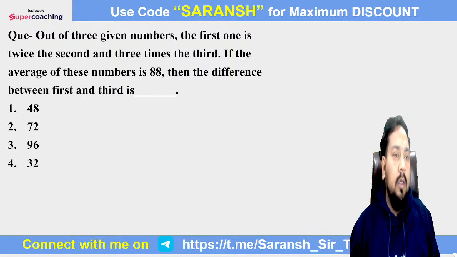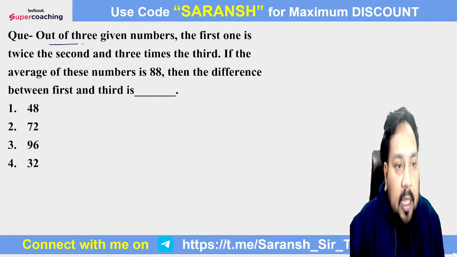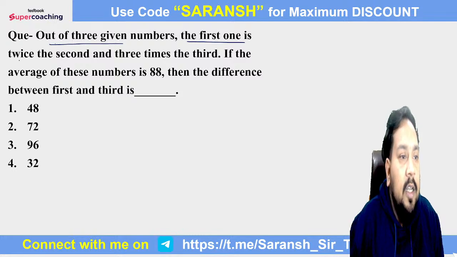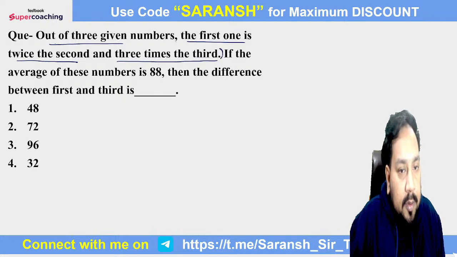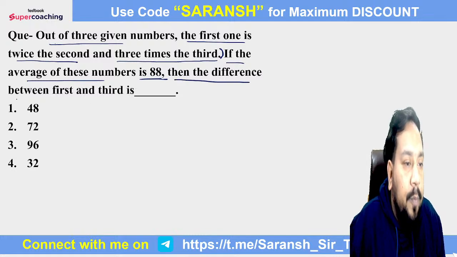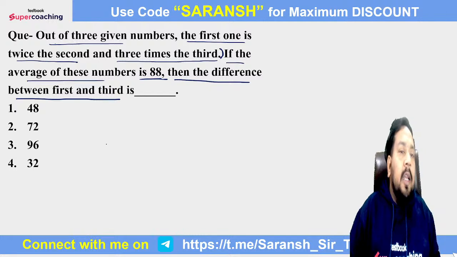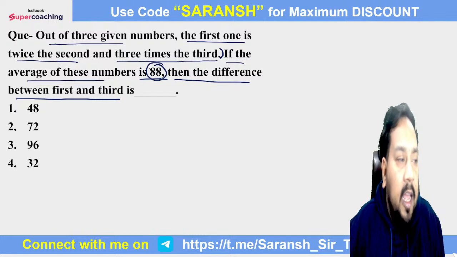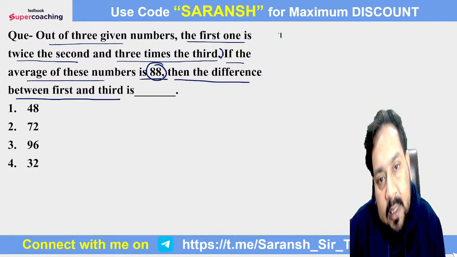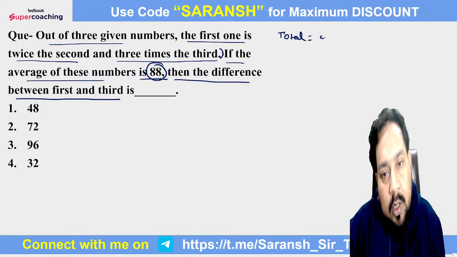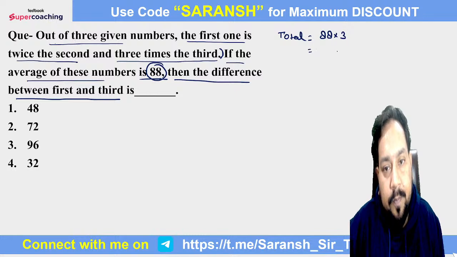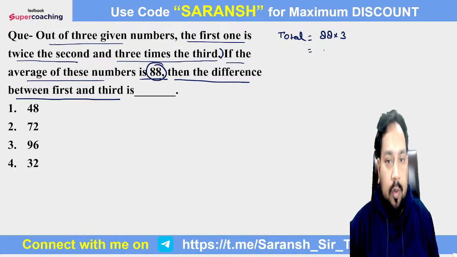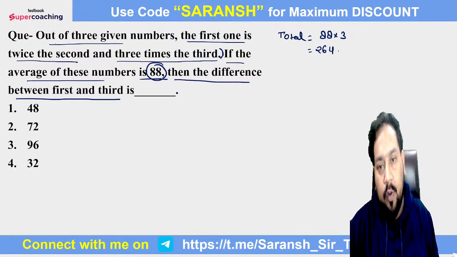Now, out of three given numbers, the first one is twice the second and three times the third. If the average of those numbers is 88, then find the difference between the first and third number. Tell me, three numbers have average 88, then the total will be what? 88 into 3. That will be 264.